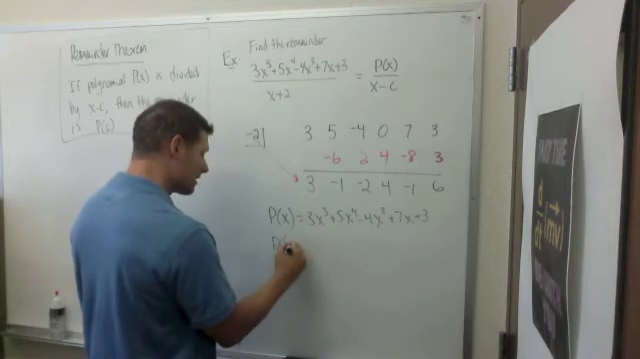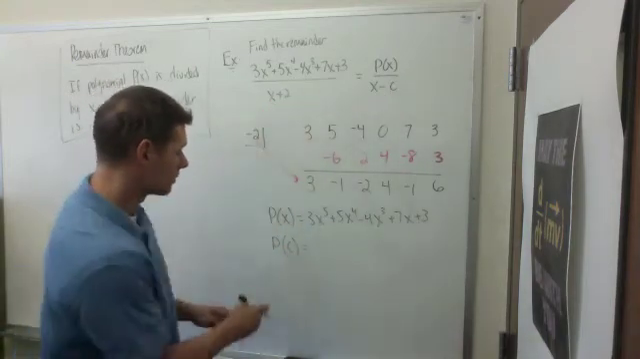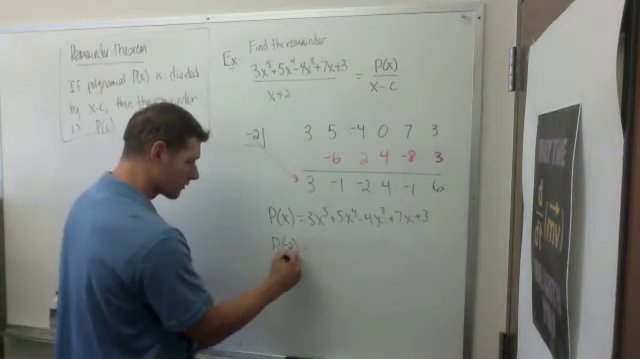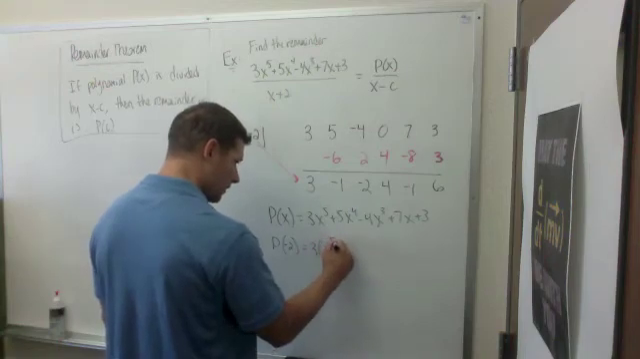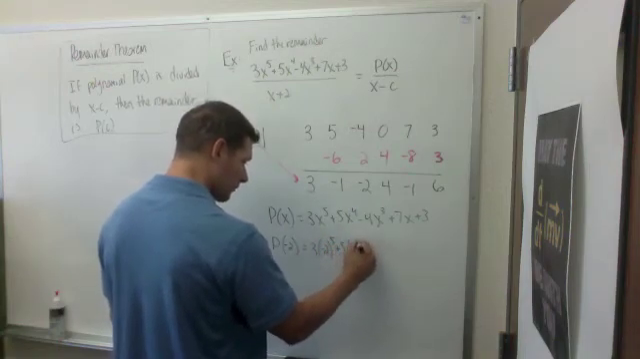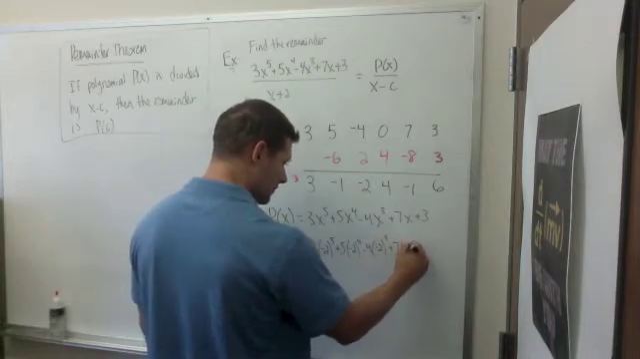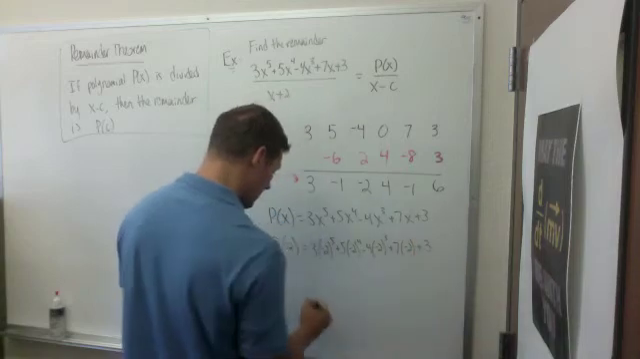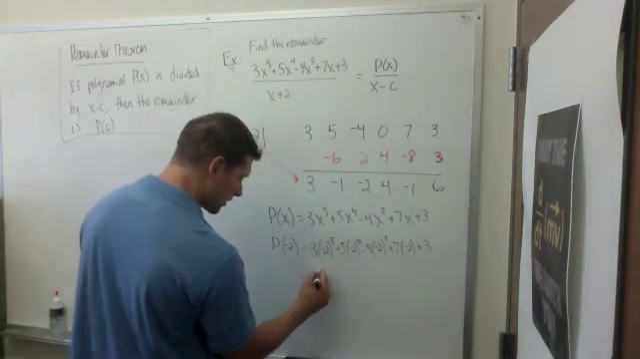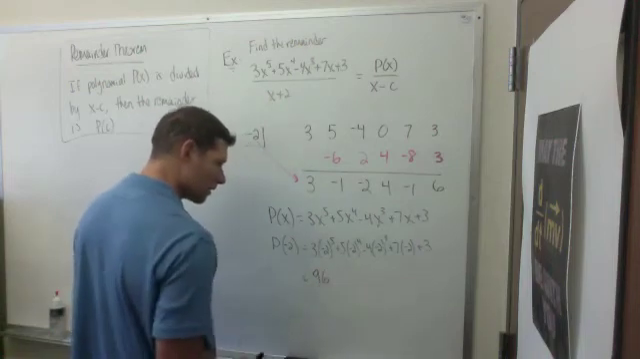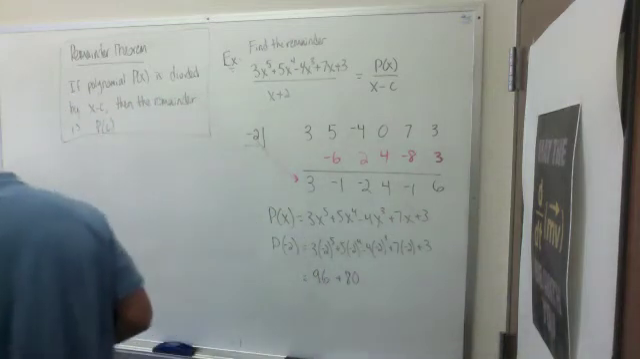Well, if I look at p of c, in this case, what is our c value? Our c is negative 2. So if I look at p of negative 2, I'll get 3 times negative 2 to the 5th plus 5 times negative 2 to the 4th minus 4 times negative 2 to the 3rd plus 7 times negative 2 plus 3. So I get negative 32, 32 times 3 is 96. 16 times 5, I get 80.